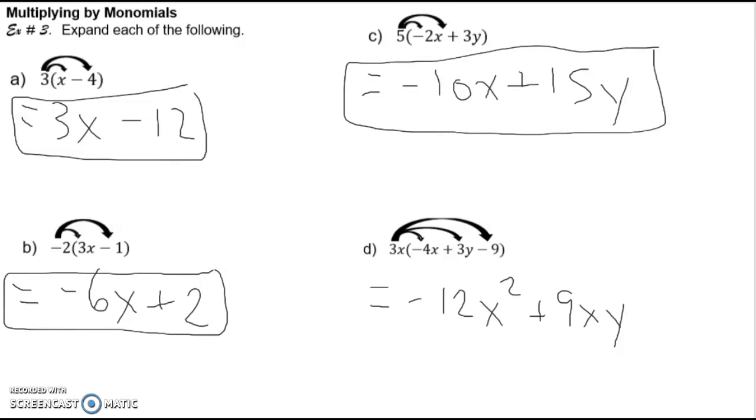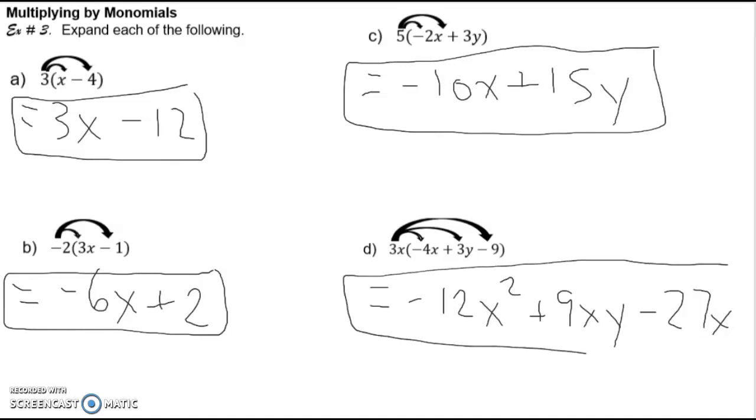Last one. 3x has to be multiplied by negative 9. So we're going to do our numbers first. So we have 3 times negative 9. So a positive times a negative gives us a negative. And 3 times 9 gives you 27. And then there's only the x variable there. There's nothing with this 9. So we just have an x. And that is your final answer.